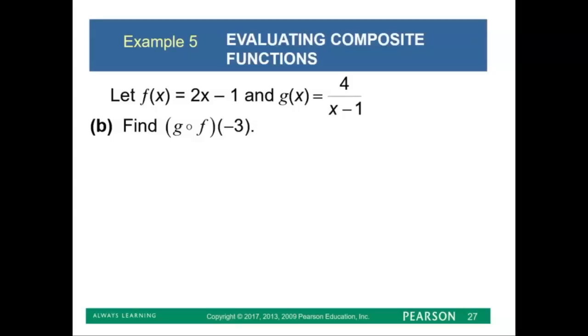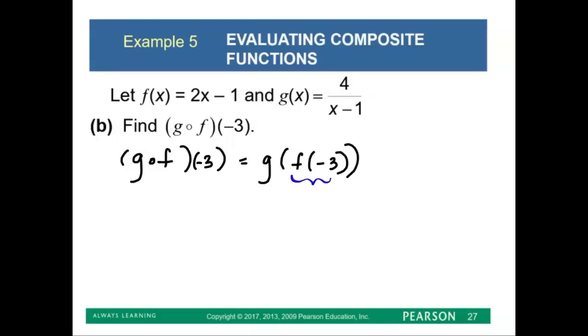Okay, and so here we have an example where we want to evaluate a function g of f of negative 3. So here we translate that composition notation into function notation. So this is the same as g of f of negative 3. So we look at the inside first and evaluate that. We need to find f of negative 3. That means we're going to go to our function f. We're going to replace x with negative 3. Okay, so that will give us 2 times negative 3 minus 1. Okay, so that's negative 6 minus 1, which is negative 7.